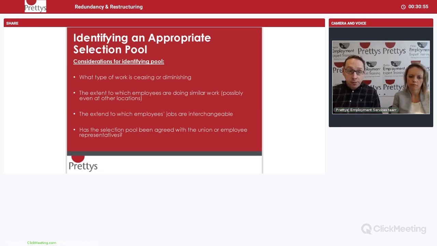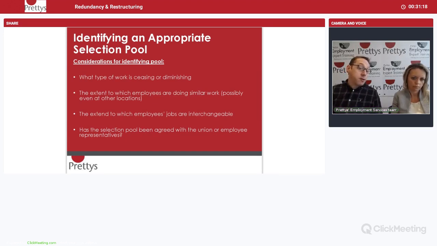So you've got to identify your pool. What type of work is ceasing or diminishing? What type of work are those employees doing within that pool? Is it similar? What about other locations? If you've, say, got a finance team spread across 4 functions, you need to reduce the number of finance administration staff across those offices. How are you looking at doing that?